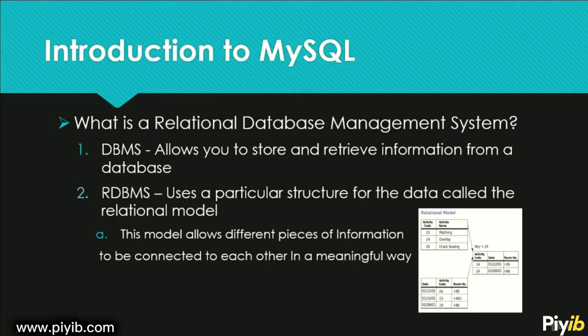Now, a relational database management system does the same thing, but it uses a particular structure for storing the data called the relational model. This model allows different pieces of information to connect to each other in a meaningful way. For example, if you look at the image on the right, you can see that there are 2 different sections of information. But despite these being stored separately, you can produce a combined section of the information. This is possible because both sets of information have something in common, the activity code. That commonality is what relates them. And storing the information with those commonalities is what makes the database relational.